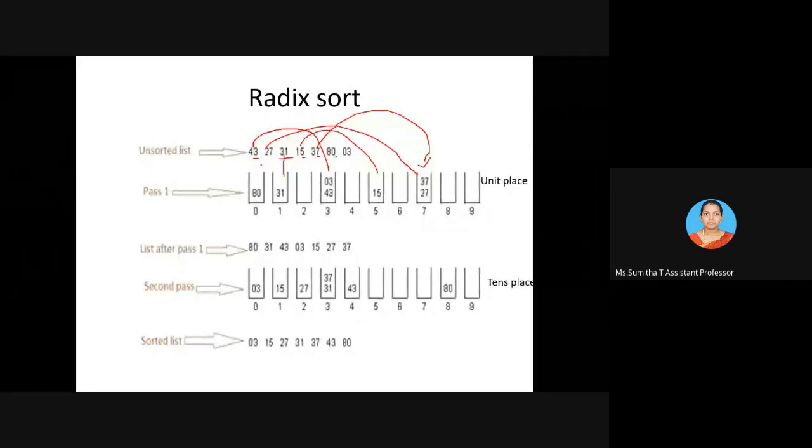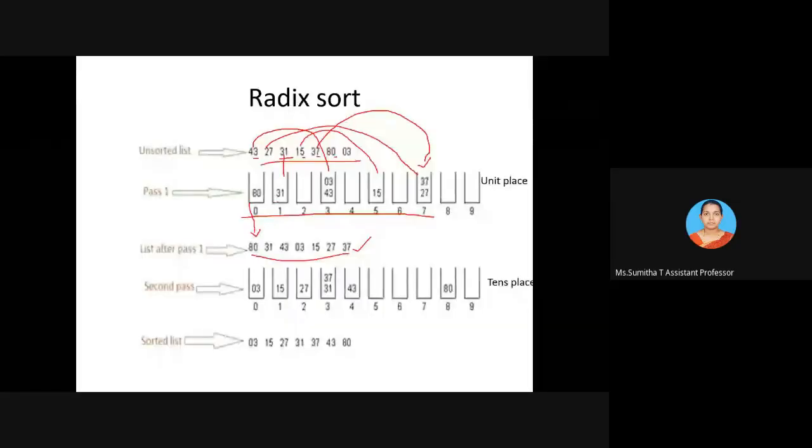Okay, now the elements are arranged based on the unit place. Okay, after the pass one, we have the elements like this. And in the second pass, we have to concentrate on the 10th place.